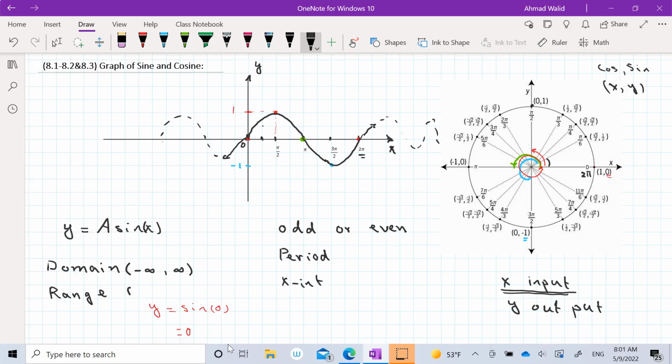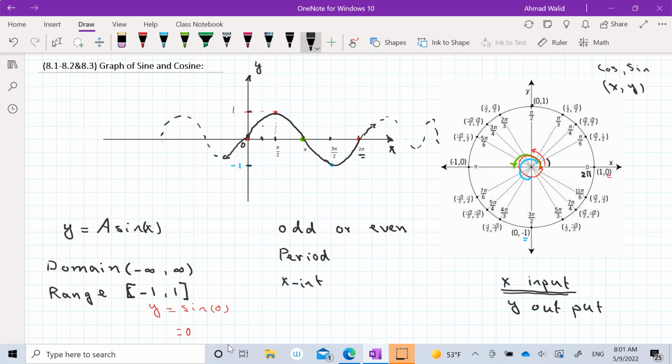Now, look at the range. What is the range of sine? As you see, the graph starts from, not negative infinity, sorry, negative 1 and goes up to positive 1. Then the range starts from negative 1 and goes to what? To 1.